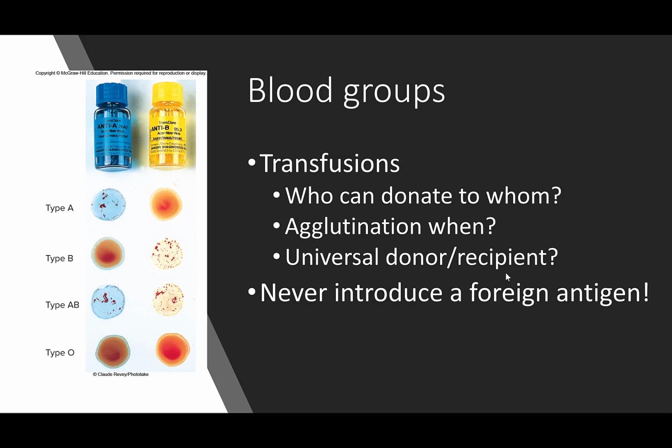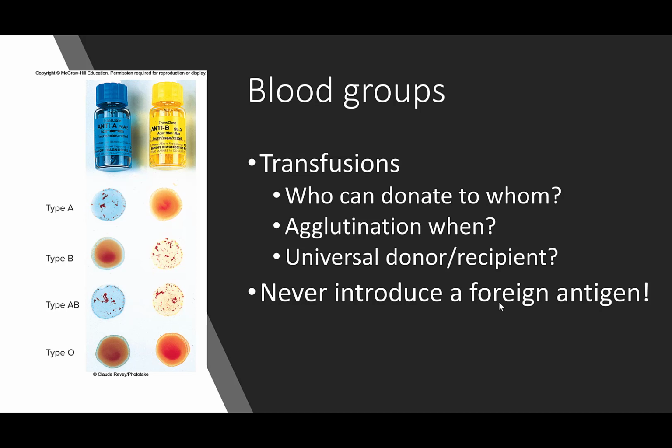Because you don't have to have an exact match. A negative to A negative, or B positive to B positive. Yes, those are safe. But there are some others that are safe also. So what is safe and what isn't? What it comes down to is what would cause agglutination. And to make sure you don't cause agglutination, you want to make sure that you never introduce a foreign antigen.